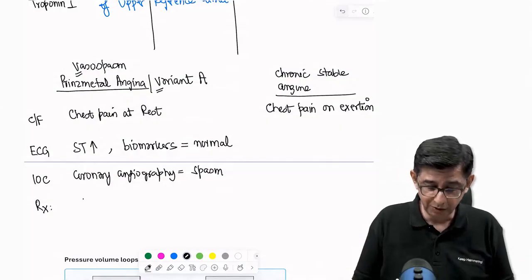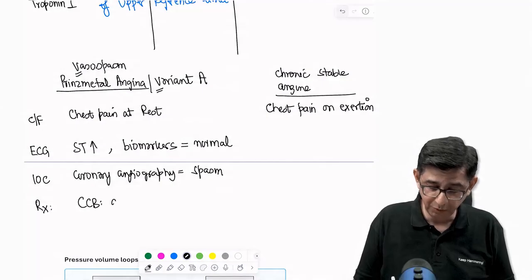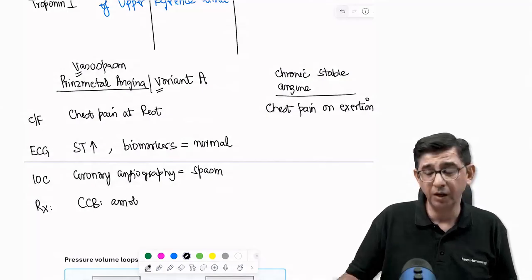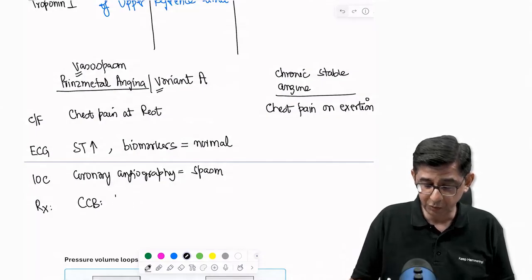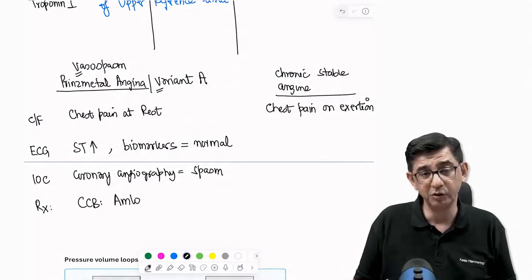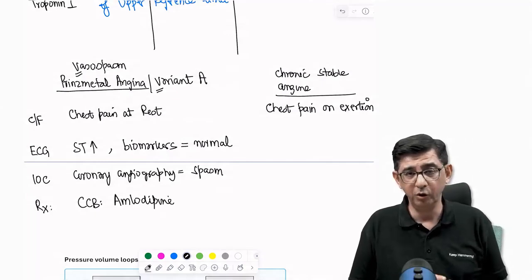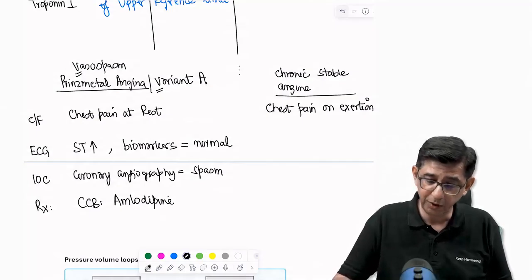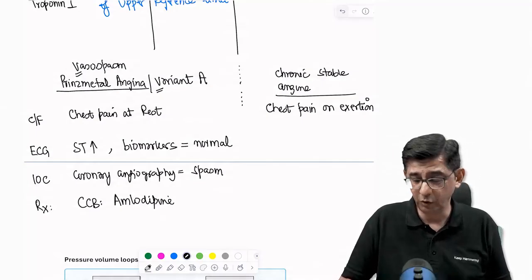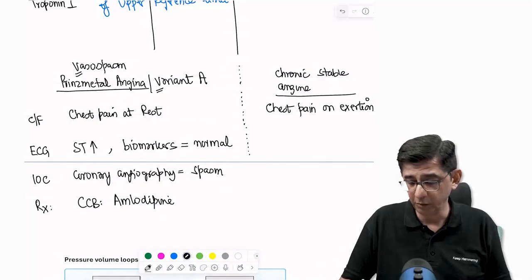So I will tell this patient that I'll put you on a drug of choice to prevent this vasospasm from occurring. The drug that we will be using in this patient to prevent the development of vasospasm is a long-acting calcium channel blocker, that is amlodipine. I hope you can appreciate that this will help in preventing the vasospasm of the coronary artery, which is more common in the morning hours.